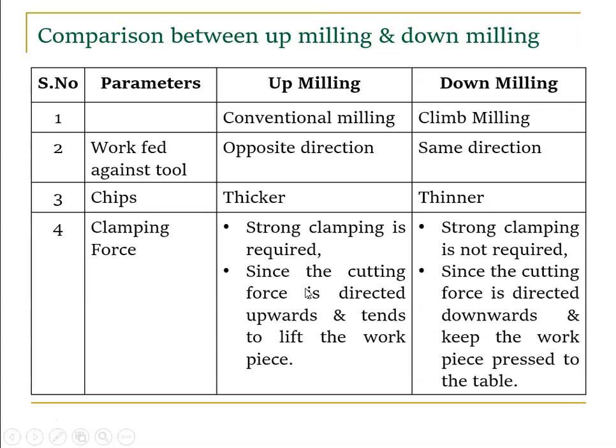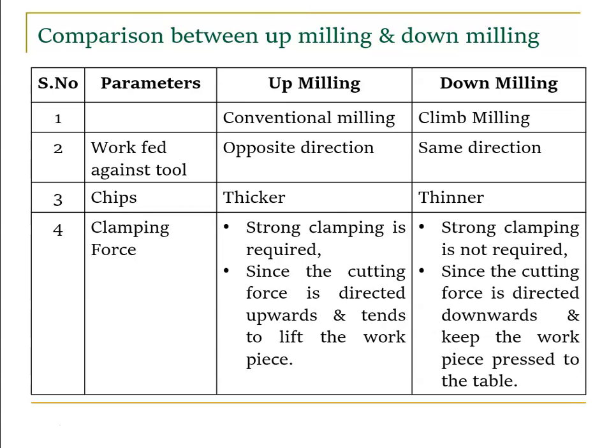Comparing them, up milling is called conventional milling, so normally we use up milling. Down milling is climb milling. Regarding work feed against the tool, in up milling it is in the opposite direction, and in down milling it is in the same direction. Regarding chip production, chips are generally thicker in up milling and thinner in down milling.